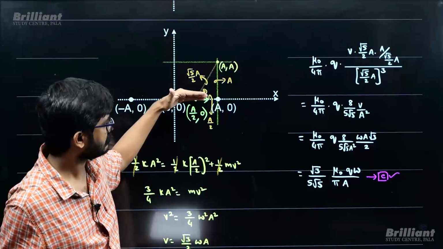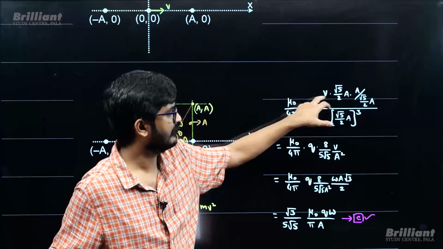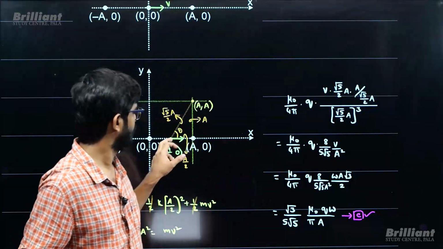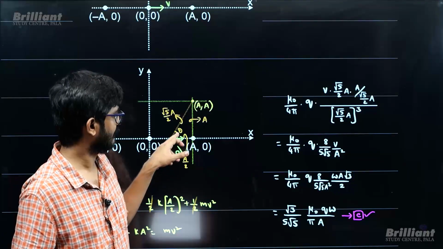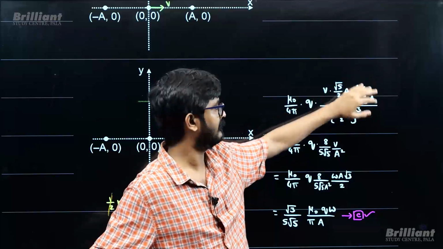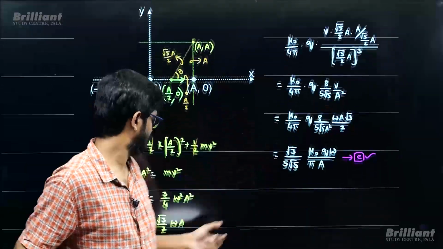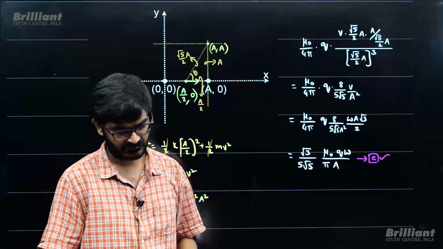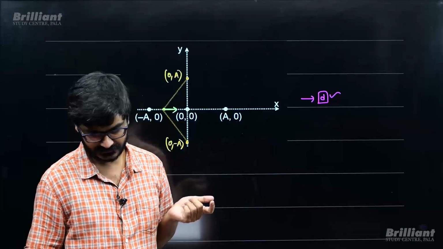Now I can use V bar cross R bar. μ0/4π into Q into V bar cross R bar, that is V into this distance into sine of the angle between them. Sine of the angle between them is A by root 5 by 2 A, divided by R cube, this cube. Yeah, that's all. Velocity, you know, is root 3 by 2 A omega. Just substitute it and you will be getting the answer. The magnitudes of magnetic field at (0, A) and (0, -A).